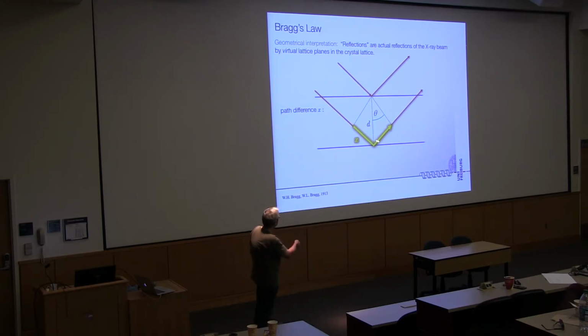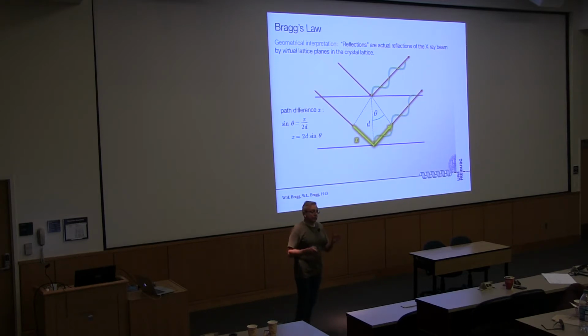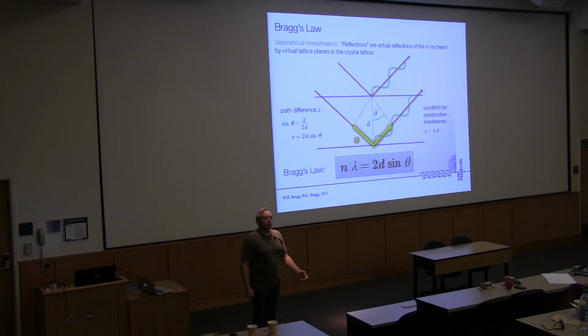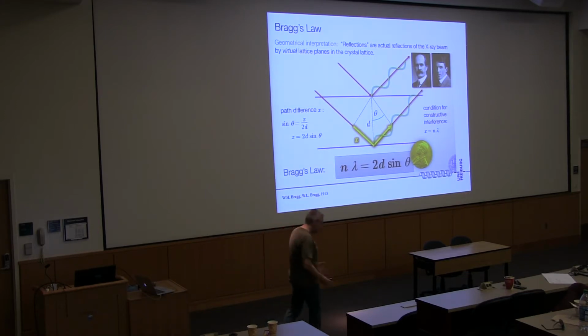And that really is just, well, the sine of this is that guy, x half, divided by d. Okay? That's this. Or the path length difference is 2d sine theta. Okay? And you will get constructive interference if that path length difference is an integer multiple of the wavelength. Simple enough. No? x equals n lambda. You put these together, that is Bragg's law, and that is what got them a Nobel Prize. These are the Braggs. So you see how easy it is to get a Nobel Prize in crystallography. You should really try it. Okay?